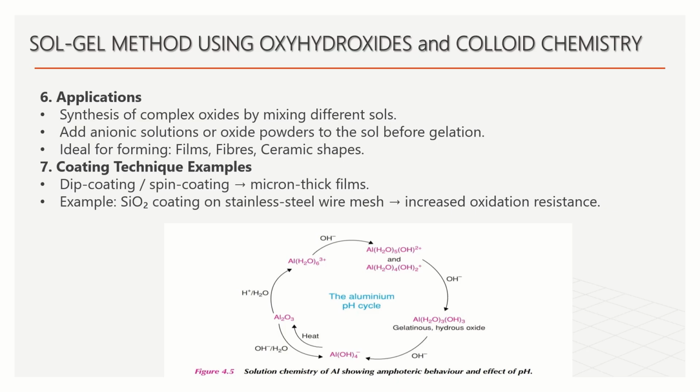Coatings can be made by dip coating, dipping the substrate into the sol, or spin coating, spinning the sol onto the surface to get a thin, even layer. These methods are excellent because they give smooth, uniform, thin films that would be impossible to make with high temperature solid state reactions. So, in essence, by simply controlling pH, we can tune aluminium and other similar elements to behave as cations, colloids, or anions, creating perfect conditions for sol gel synthesis, especially for making coatings, thin films, and complex oxide materials with high chemical homogeneity.